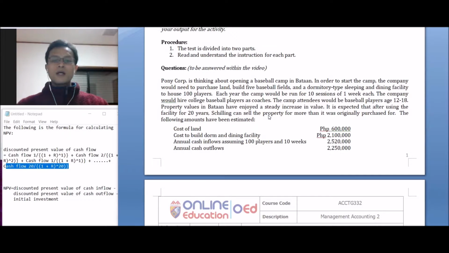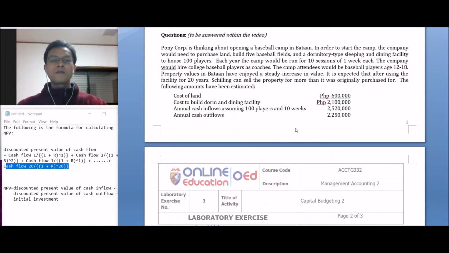Property values in Bataan have enjoyed a steady increase in value. It is expected that after using the facility for 20 years, the company can sell the property for more than it was originally purchased for. The following amounts have been estimated. Cost of land, 600,000. Cost to build dorm and dining facility is 2,100,000.